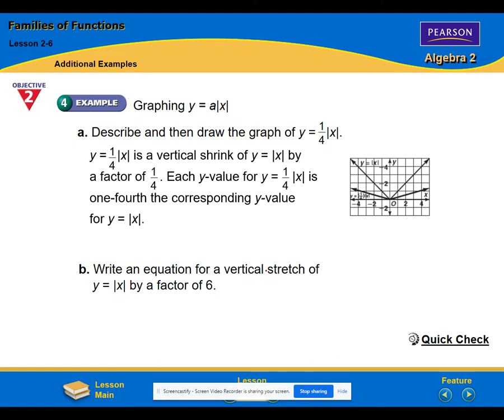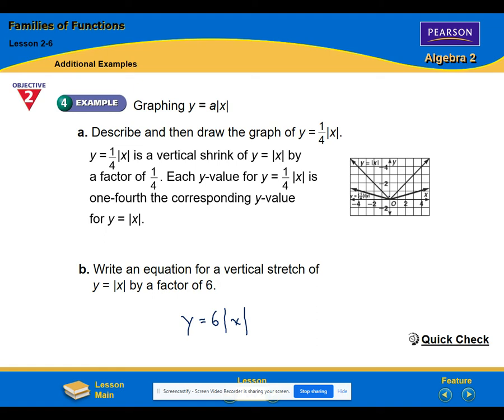Write an equation for a vertical stretch of y equals the absolute value of x by a factor of 6. Now again, pause the video if you don't want to hear right away, but this would be y equals 6 times the absolute value of x. That multiplier there, this a value, it being 6, a number greater than 1, is going to cause it to stretch by a factor of 6. It would be much steeper.